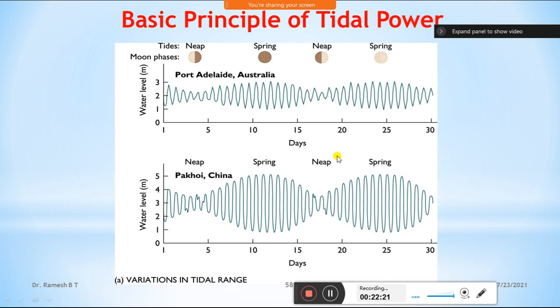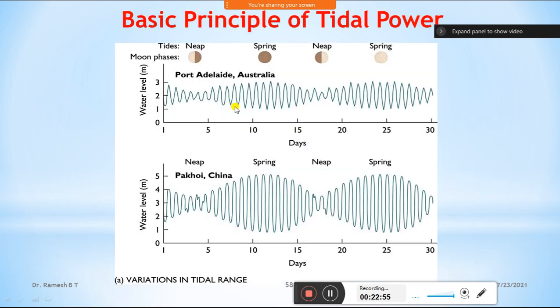So this is the variation in the tides: 0 to 5 days, 10 days, 15 days, 20 days, 25 days, 30 days. So one lunar month means 0 to 30. It may be 29.5 days, but we approximately take 30 days. With this, it will change its tides: high tide to low tide to high tide, low, high and low. Like this, it will vary. And of course, you can observe this is the variation in China and this is the variation in Australia. So from place to place, again it will vary.